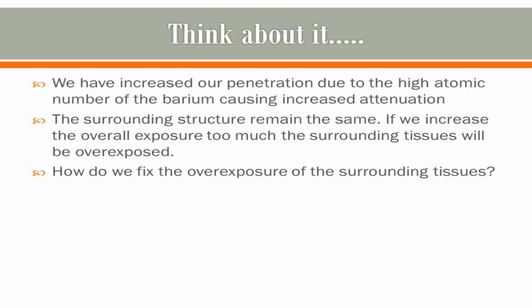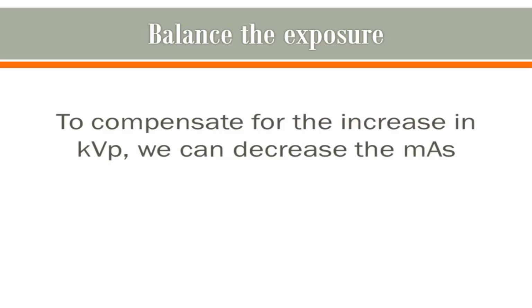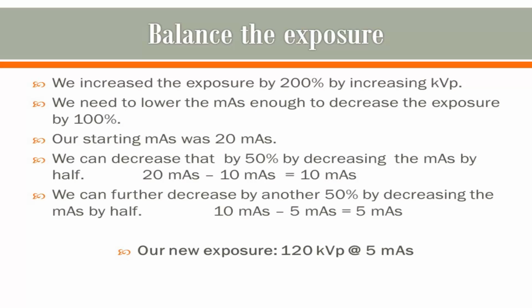We've increased our penetration due to the high atomic number of the barium, which causes an increased attenuation or absorption of the X-ray beam. The surrounding structures remain the same. If we increase the overall exposure too much, the surrounding tissues will be overexposed. So how do we fix the overexposure of the surrounding tissues? So once again, in this example, we need to balance the exposure. We increase the exposure by 200% by increasing the kVp. If you are not a fan of percentages, we doubled the exposure and then we doubled it again.